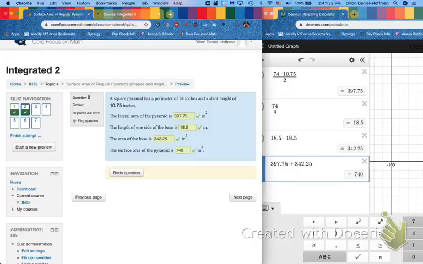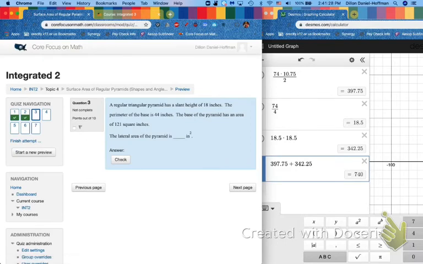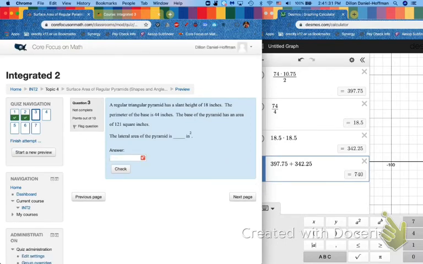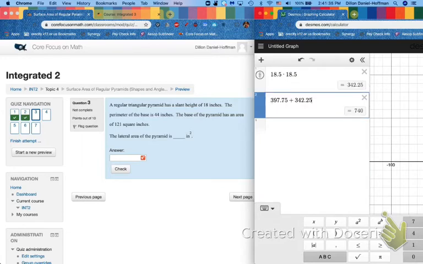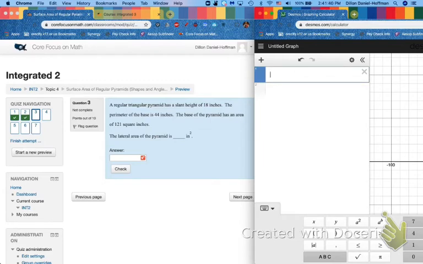Okay. Number 3. In some ways, that was the most complicated problem we'll do the whole time. So if you got through that, congratulations. Number 3 says a regular triangular pyramid has a slant height of 18 inches. The perimeter of the base is 44 inches. The base of the pyramid has an area of 121 square inches. The lateral area of the pyramid is blank.